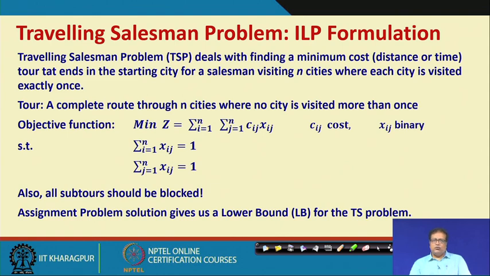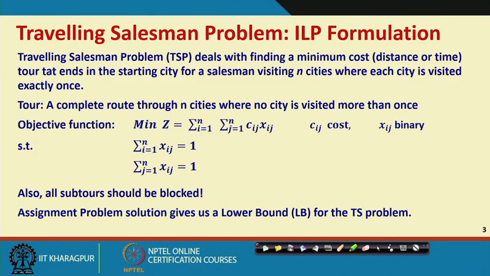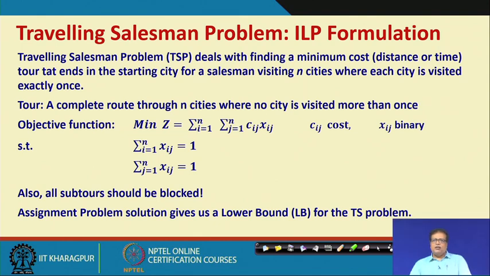That means there should be only a single starting city and only one city where the salesman will arrive. But that much formulation, as we already have seen, is the same as that of an assignment problem, although the two problems are very different. The additional constraint that you also find in a travelling salesman problem is that the subtours must be blocked. We should have a complete tour and we should not have any subtours.